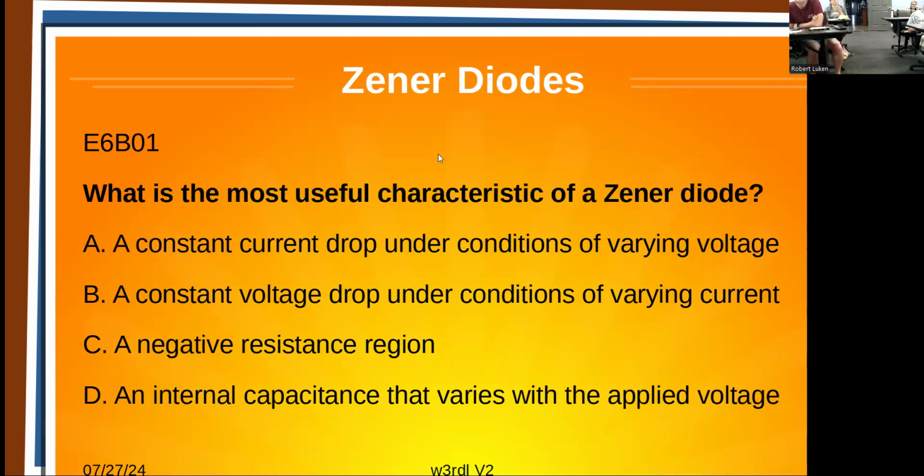So what's the most useful characteristic of a Zener diode?